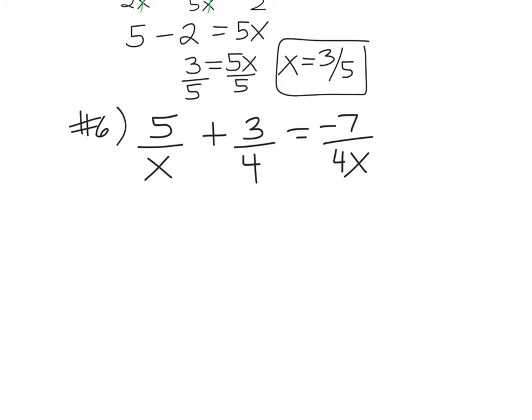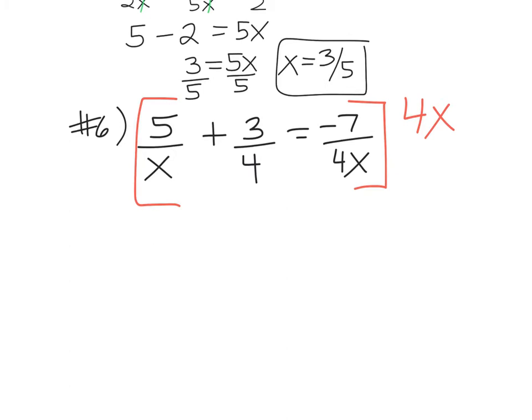So this is what we're going to do. We're going to multiply everybody by the LCD, the least common denominator between these three fractions. Do you know what that is? 4x. Sometimes that's hard to figure out, right? We need an x and we need a 4, and so the whole thing's going to be 4x.